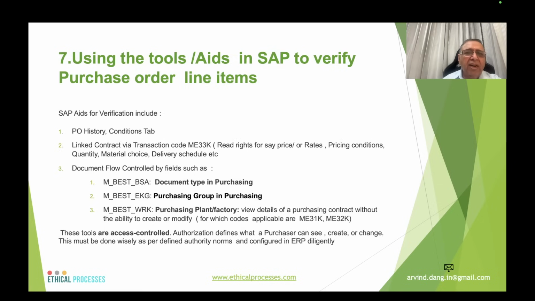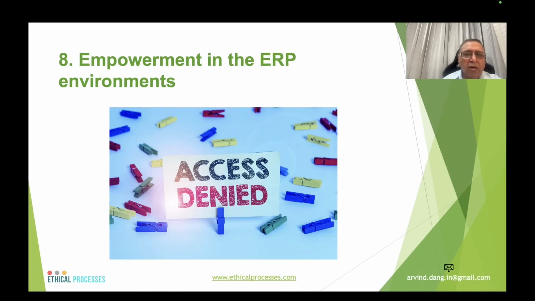Now, there are different aids available within the SAP to verify the purchase order line items. These are like PO history, condition tab, and linked contract via transaction code ME33K, which has read rights, say for price, etc., and pricing, condition, quantity, etc., and document flow control fields, which I have given. Now these tools are access controlled, and authorization defines what a processor can see, create, or change, and this must be exercised very, very wisely. This slide indicates how important access control is, and access must be granted to persons who really ought to be given it.